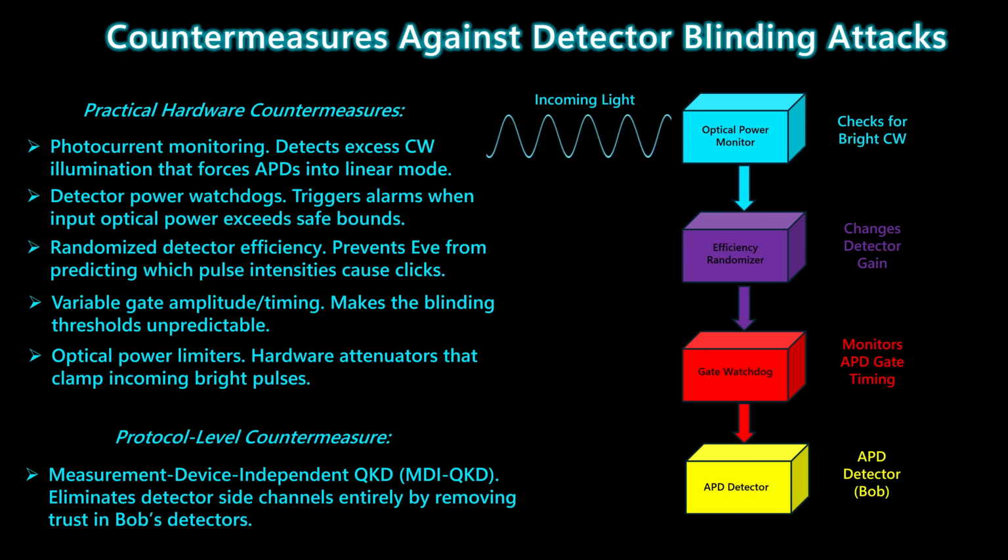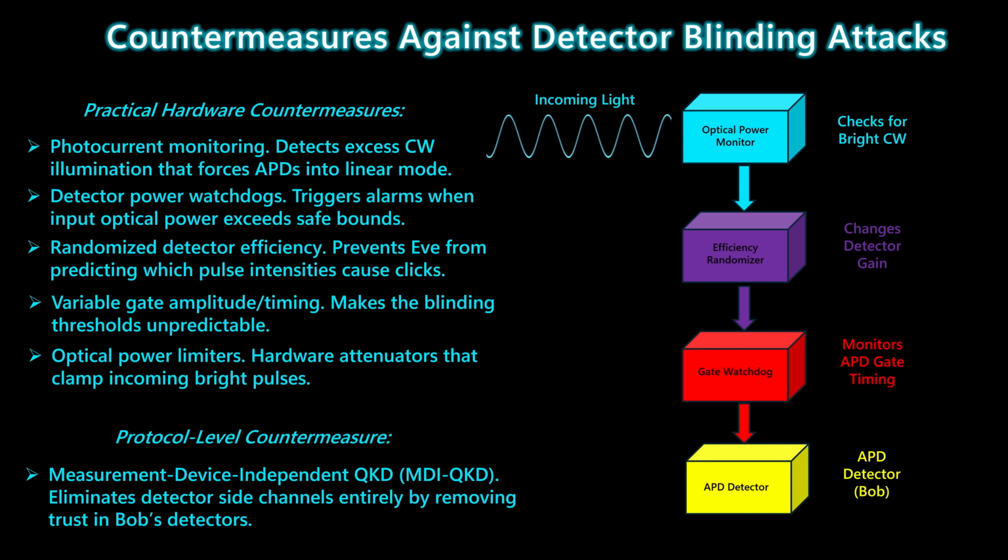Next, randomized detector efficiency makes the blinding thresholds unpredictable. Since Eve relies on precise power levels to force clicks, changing the detector gain prevents her from knowing which pulse intensities will produce a response. Variable gate timing achieves the same effect by altering the electrical conditions under which the APD fires. Optical power limiters provide a final safeguard by physically clamping any bright pulse before it can drive the detector out of Geiger mode.